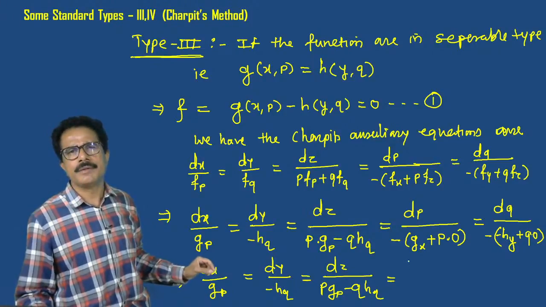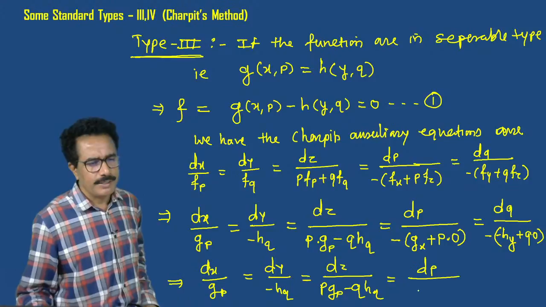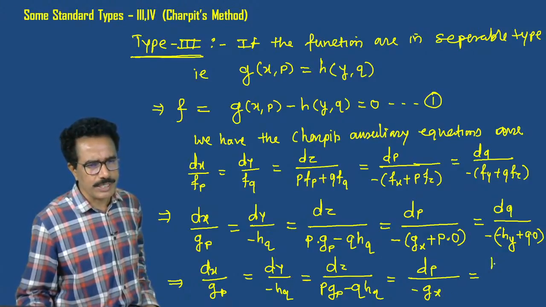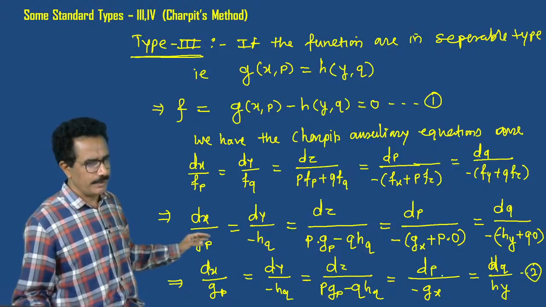You should understand this. No problem, we shall take this concept in detail. Minus gx which is equal to dq divided by hy. So we can write this as equations 2.